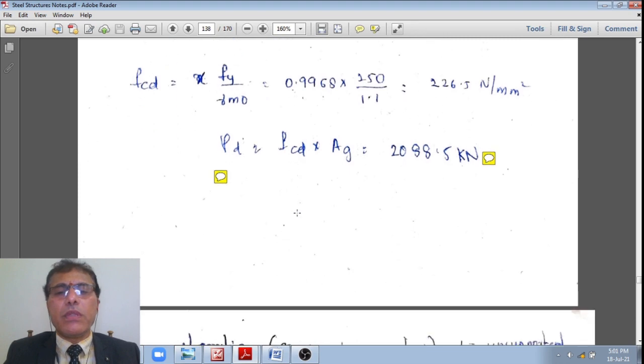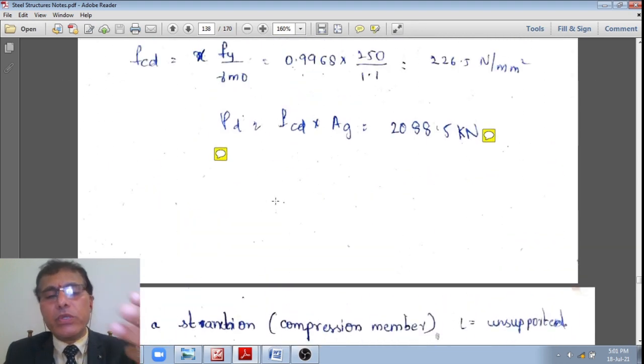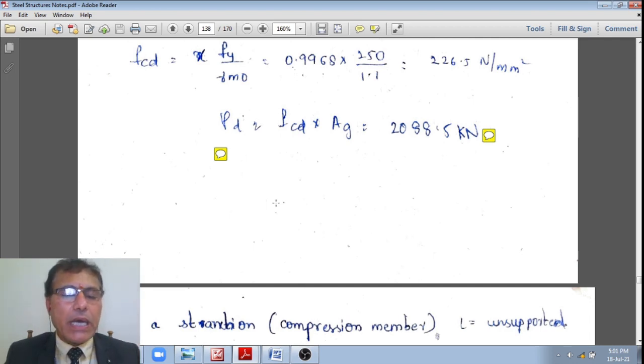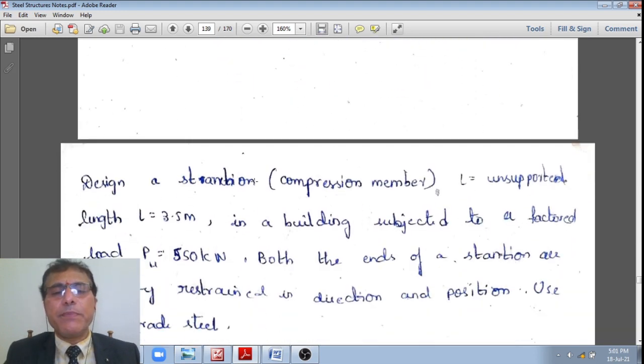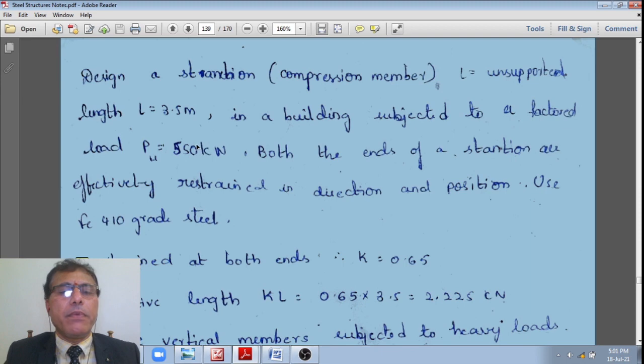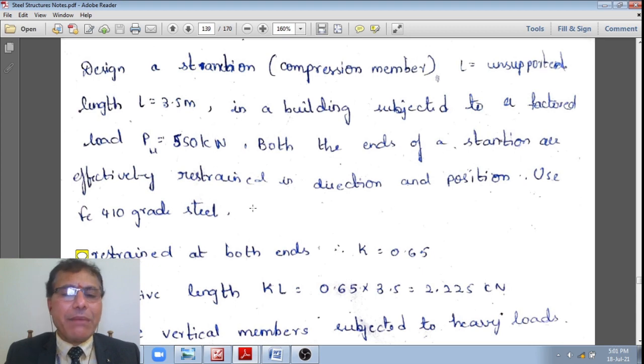Now we'll move to the next problem, student. You need not do it using all three procedures. This being the very first problem, I have shown all three procedures. But in the next design problem, I'll directly use either table 8, or table 9, or the direct formula, only one of the three procedures. Generally I'll be using table 9a, b, c, d, because there I directly have the permissible design compressive stress FCD for the slenderness ratio.